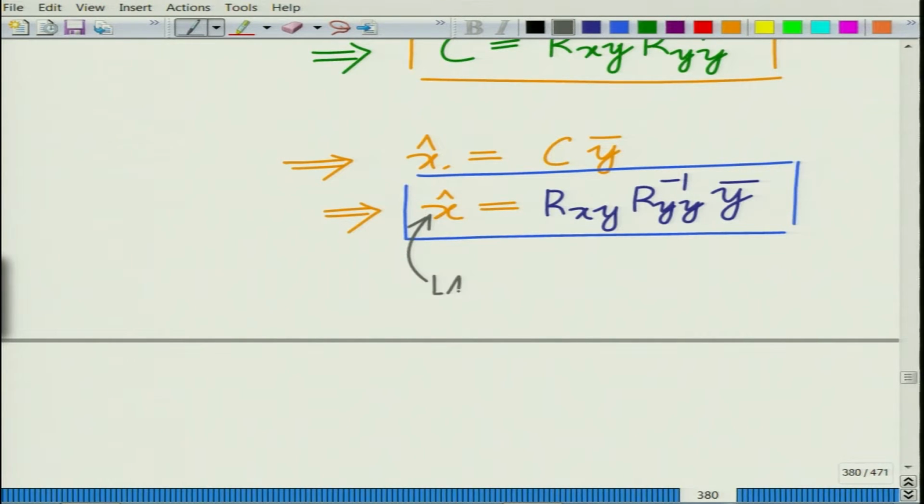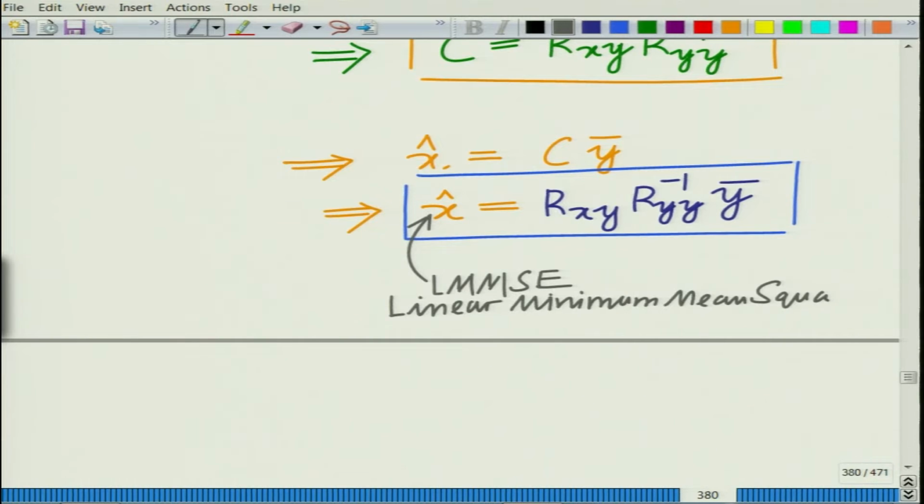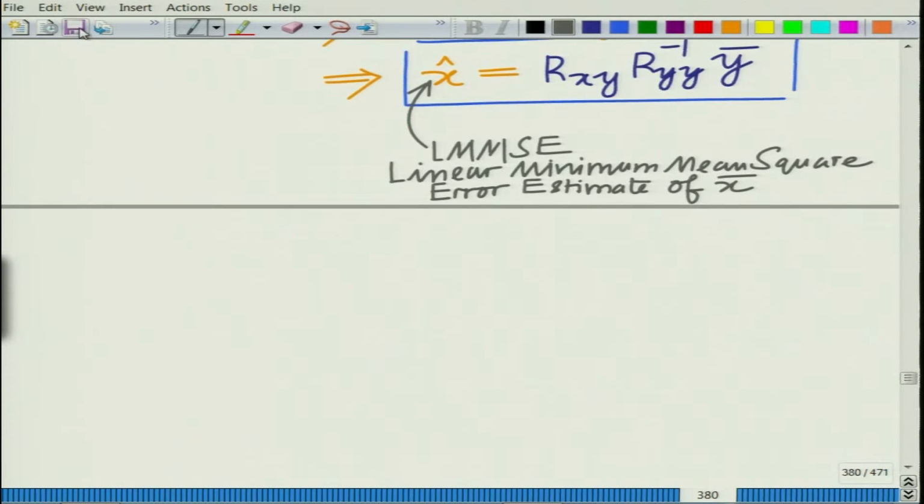This is the LMMSE, that is, the linear minimum mean squared error estimate of x bar. All right. So, that is the LMMSE estimate of x bar.